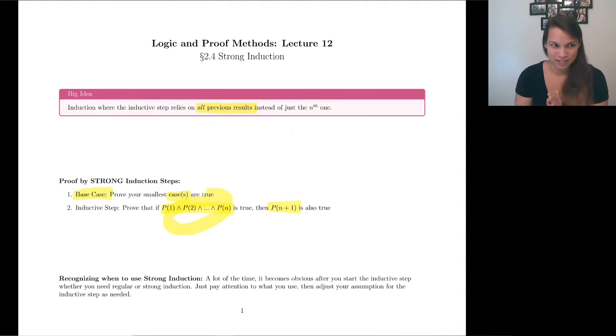Okay, the trick is realizing when you're going to use strong induction. A lot of the time, it's going to become obvious during the argument. And so I'm going to start each of these arguments and then go, oh, I need a little bit more than just my normal assumption. And I'm going to back up and be like, nope, we're going to assume this because otherwise my argument's not going to work.